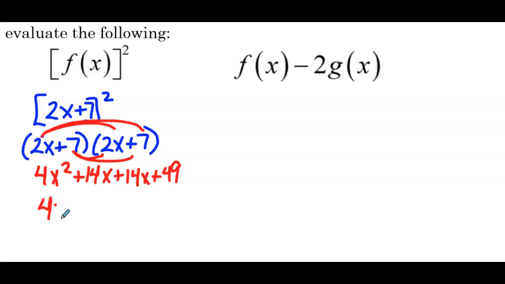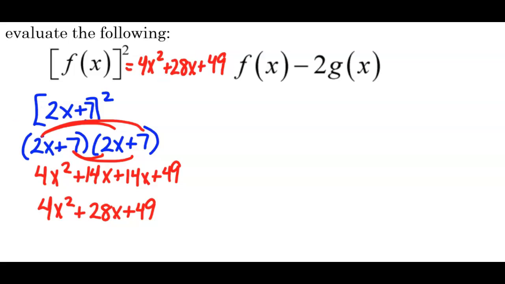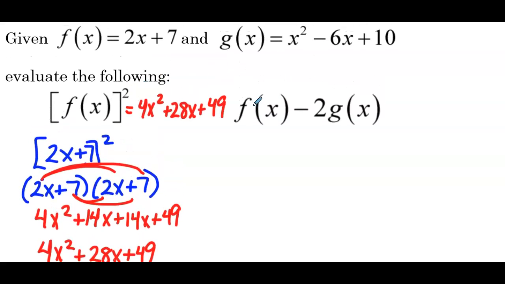Combining our like terms, we have 4x squared plus 28x plus 49. So f of x quantity squared is equivalent to 4x squared plus 28x plus 49. Then we have f of x minus 2 times g of x. So substituting f of x, we have 2x plus 7 minus 2 times the function g of x, which is x squared minus 6x plus 10.